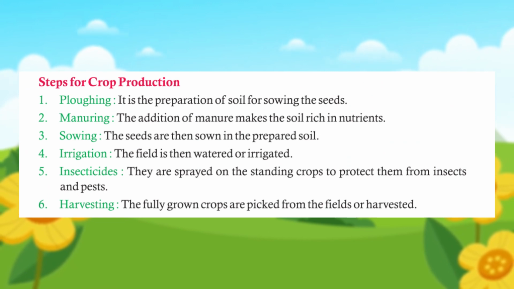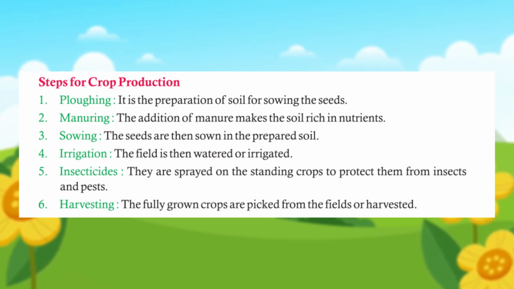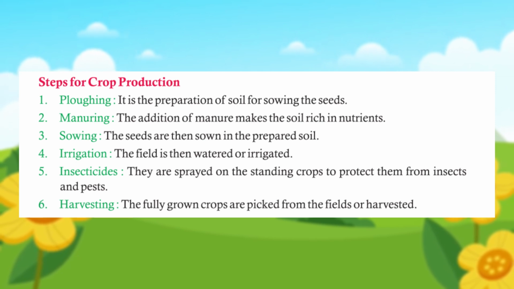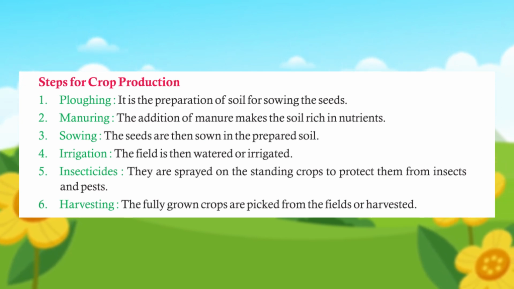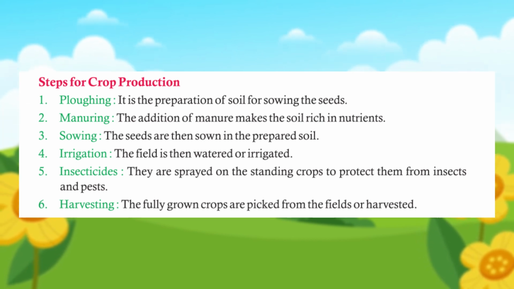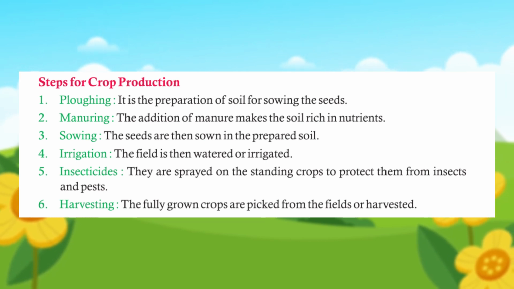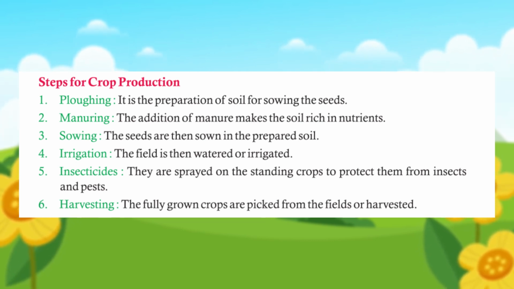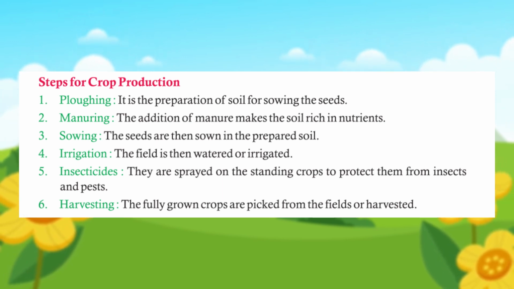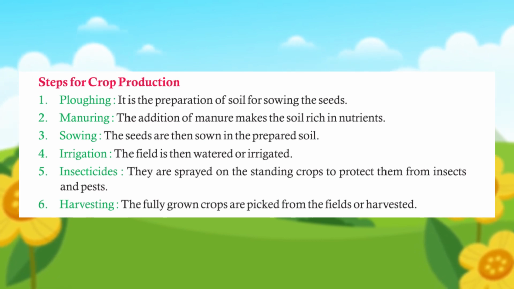Steps for crop production. 1. Plowing. It is the preparation of soil for sowing the seeds. 2. Manuring. The addition of manure makes the soil rich in nutrients. 3. Sowing. The seeds are then sown in the prepared soil. 4. Irrigation. The field is then watered or irrigated. 5. Insecticides. They are sprayed on the standing crops to protect them from insects and pests. 6. Harvesting. The fully grown crops are picked from the fields or harvested.